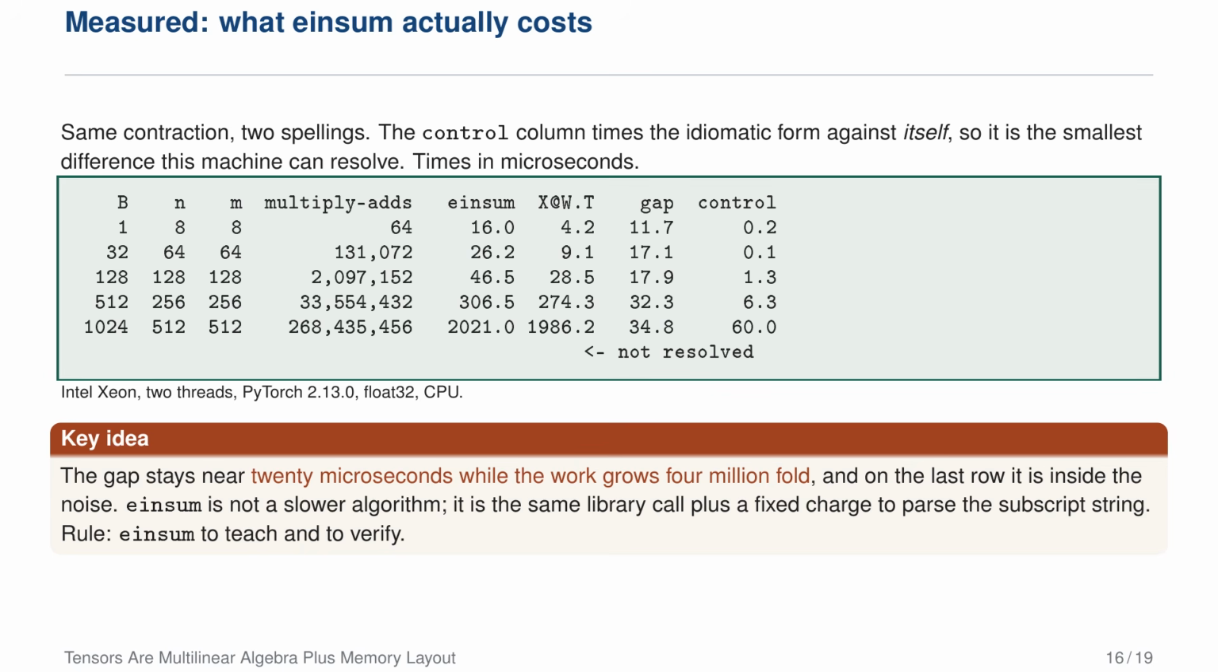It sits near 12 microseconds at the smallest size and near 35 at the largest, while the work being done grows by a factor of over 4 million. On the last row, the gap is smaller than the control, which means it was not resolved. So the ratio falls from nearly 4 to about 1. Einsum is not a slower algorithm. It lowers to the same library call and adds a fixed charge for parsing the subscript string and planning the contraction. A fixed charge amortizes. Hence the rule for this course: einsum to teach and to verify, idiomatic in the inner loop.